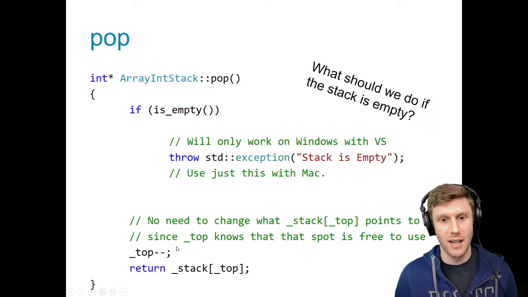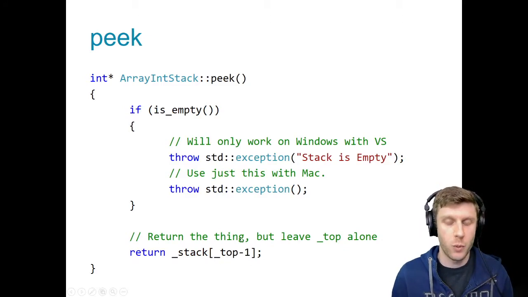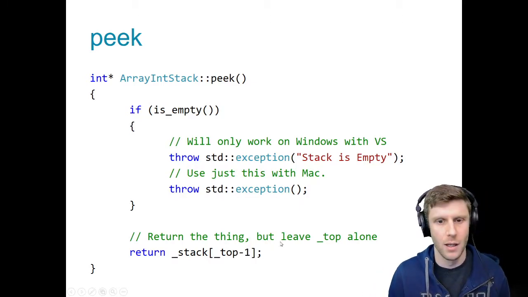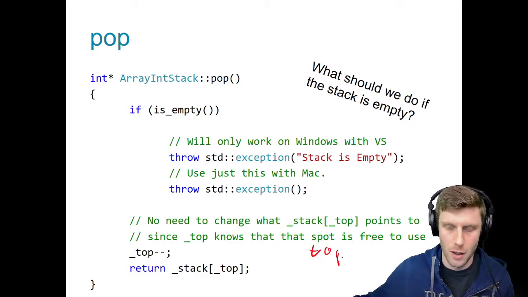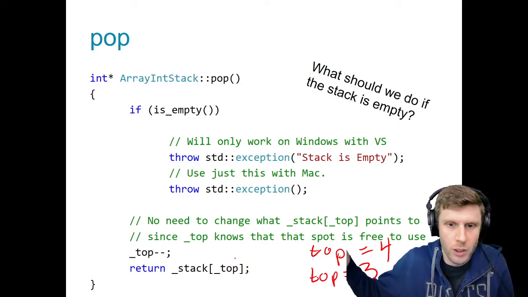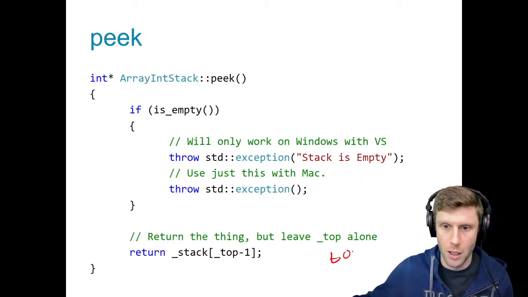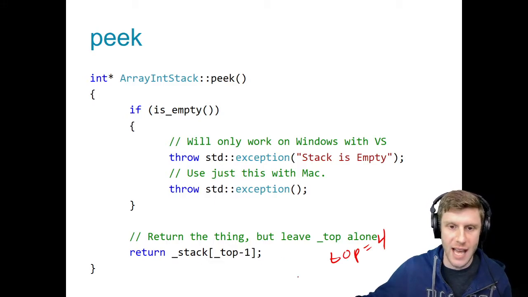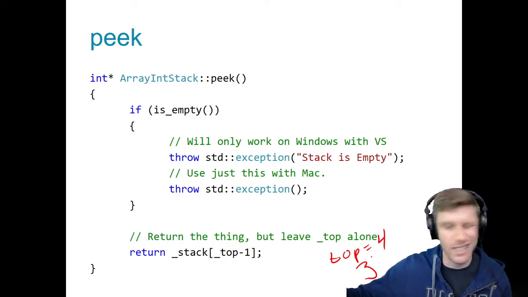With peek, I can say top -1, which will give me the number top -1, but it leaves the value of top alone. So if top was equal to, I don't know, 4, pop would make top equal 3 and then return stack at top. And we're in great shape. But with peek, if top is 4, we just return stack at top -1, which is 3. But top still stays as 4. So that's the difference there.